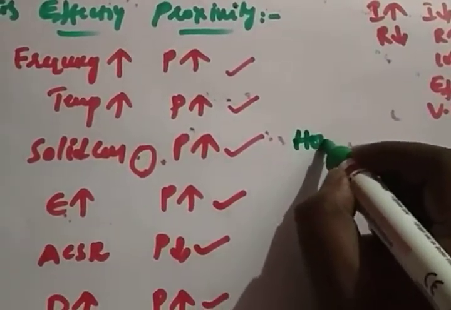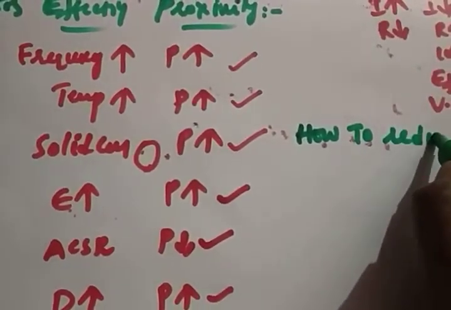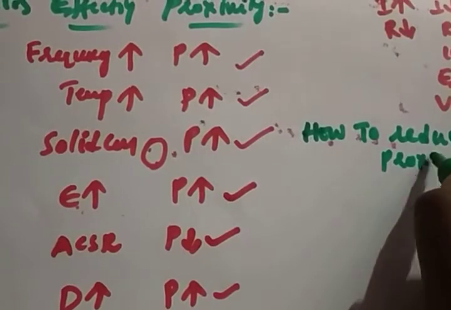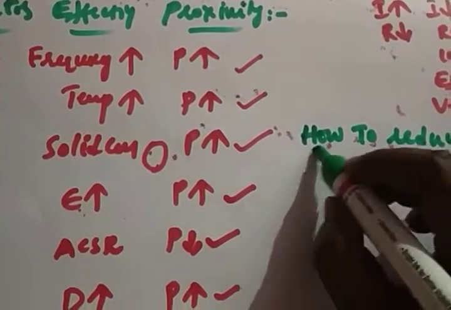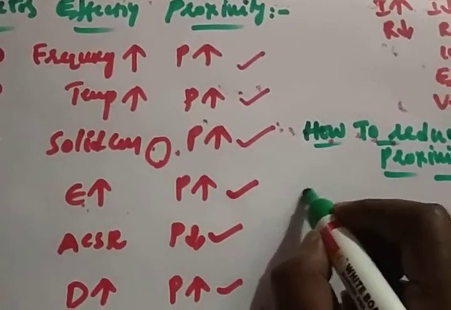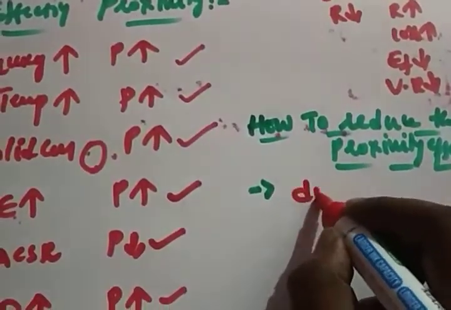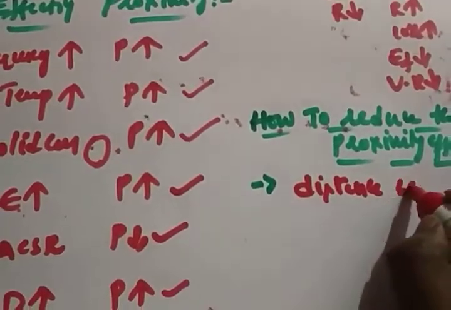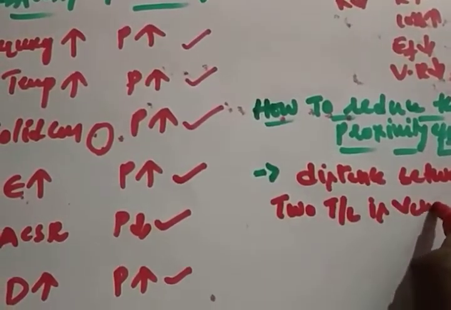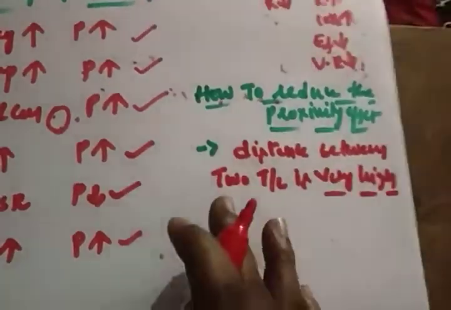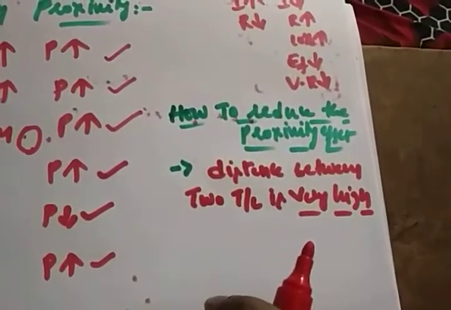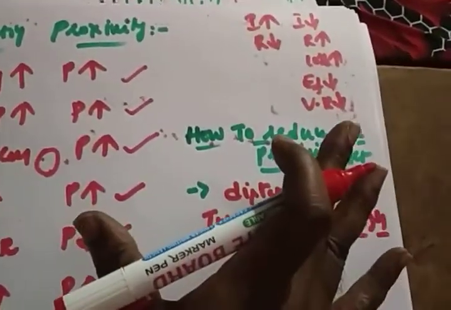So how to reduce the proximity effect? The first one is the distance. The distance between the two transmission lines should be very high. The first one is a large distance. If you place the two conductors at a large distance, definitely you can reduce your proximity effect.